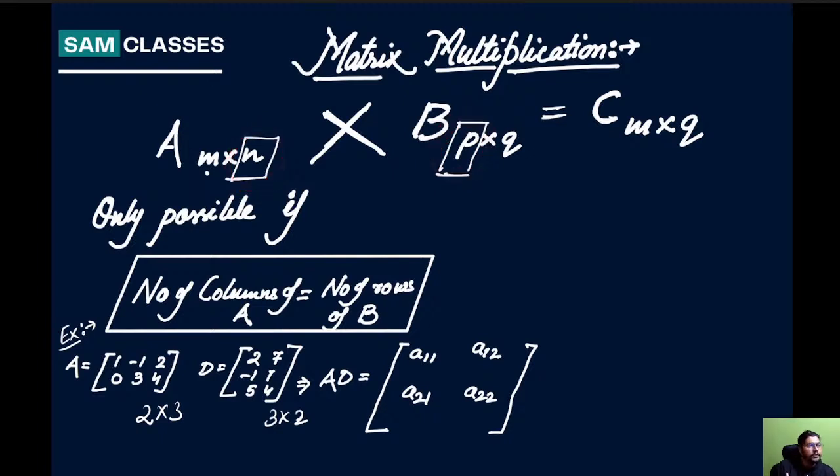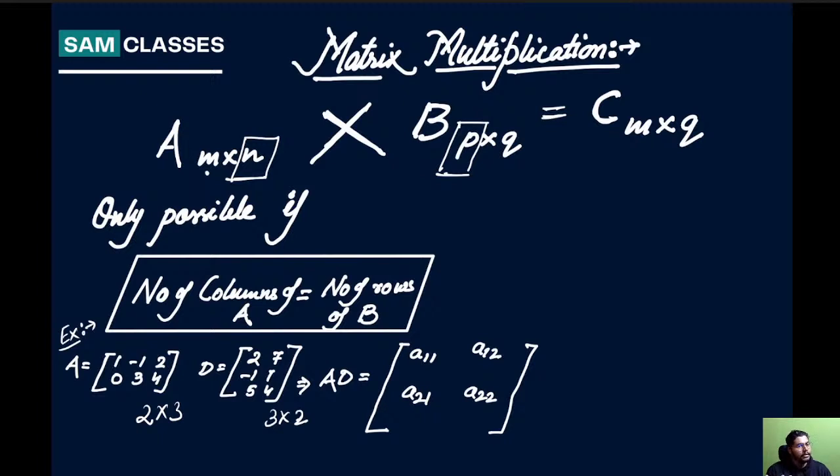Say it out loud. When you're studying with me, do say it also. Here only we'll do the revision. Nobody will be there, lock the room, just start and say it loud. No issues. So column of the first is equal to row of the second. Clear?